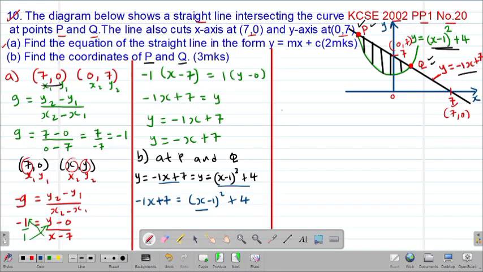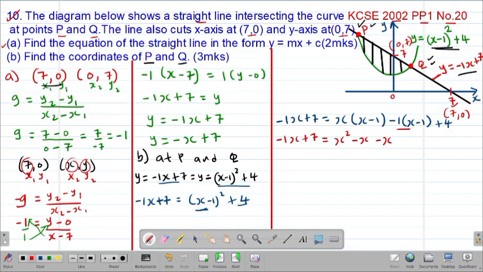So that means I'm going to have negative 1x plus 7 being equal to, if I expand this part, x into x minus 1, then minus 1 into x minus 1. Then of course there was a plus 4, so I'm going to add a 4 here. So this will be negative 1x plus 7 being equal to x squared minus x. This one will give me negative x plus 1, then plus 4.